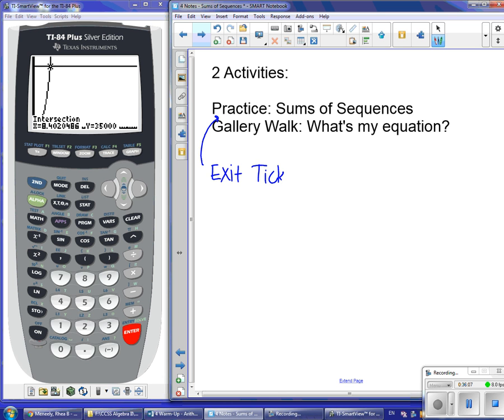Turn both of those things in. And then if you still have time, do the gallery walk. And if it takes you the whole period to do that activity, then that's fine. But if you are able to finish that early, I'd like you to do the gallery walk and get a little bit of practice. And I might be able to give you a couple extra points for that if you're able to finish or get about halfway through.